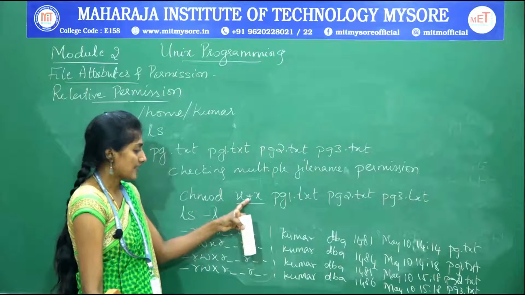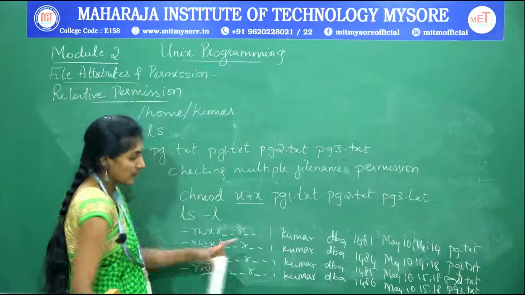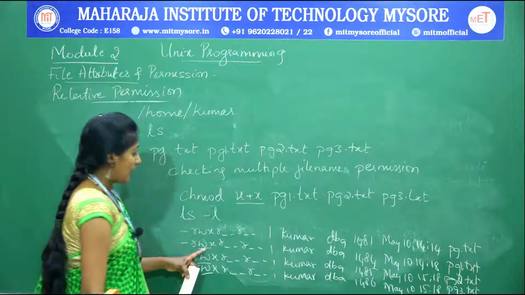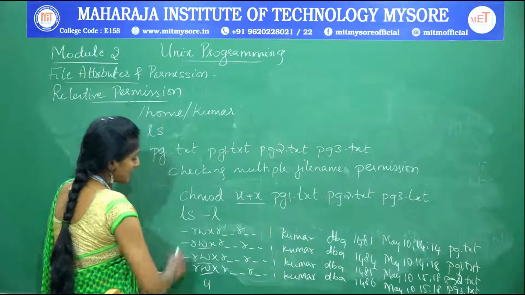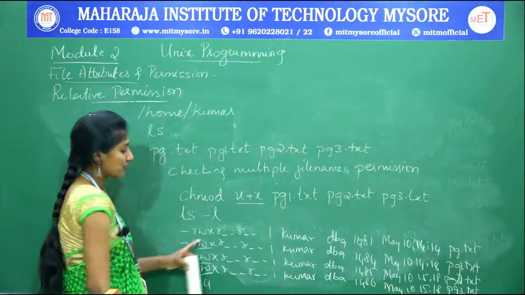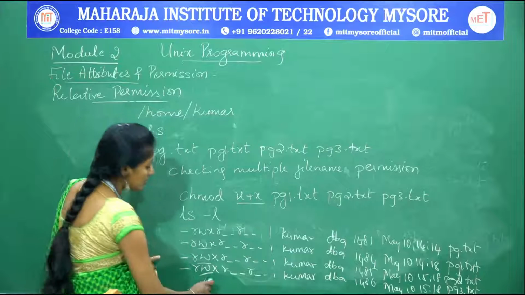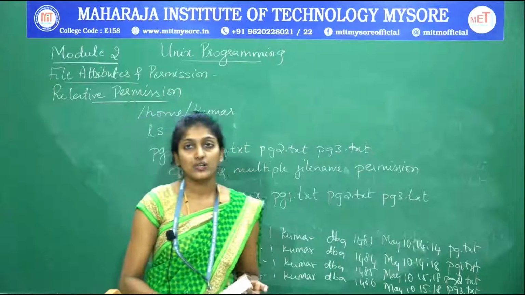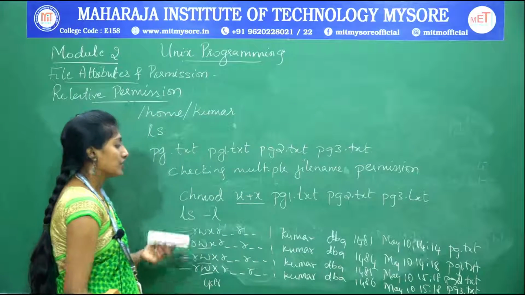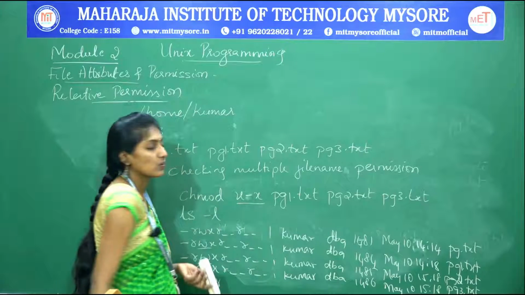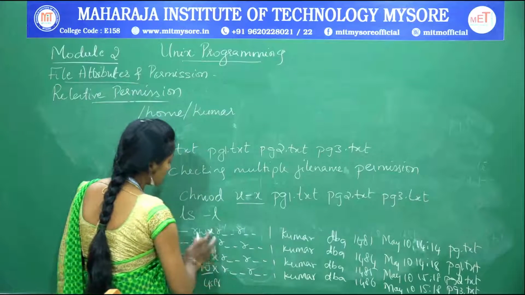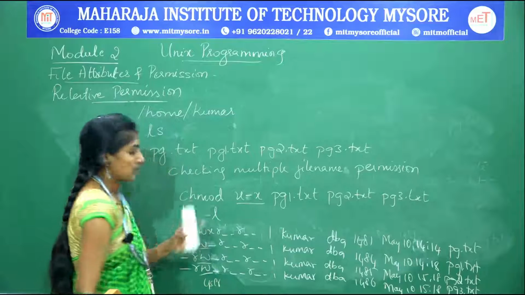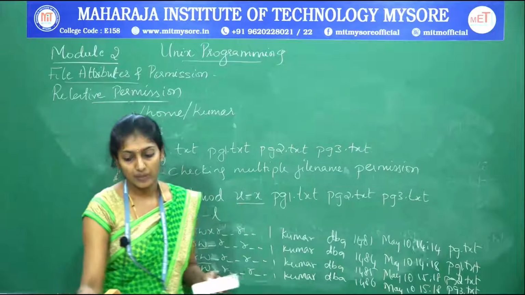Since I have given u plus x for the user for all three files pg1, pg2 and pg3, execute permission has been assigned for the user category. Since it is an ordinary file, the starting letter of the file type is represented with a hyphen. So this represents the user or the owner. This is about your relative permission mode. For removing, instead of plus you just give -x. At that time it is going to remove the execute permission once you execute this.